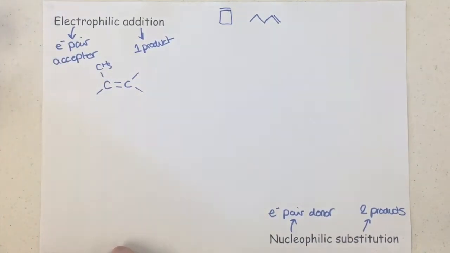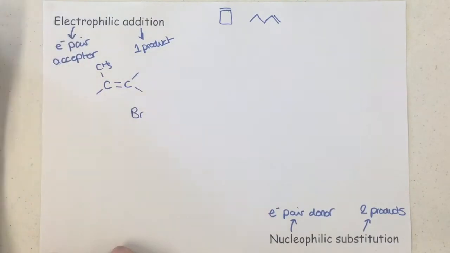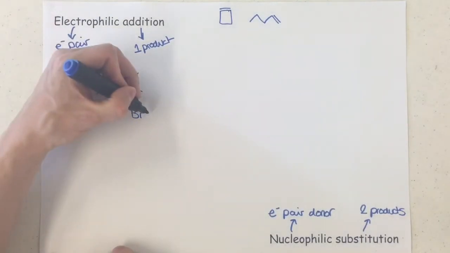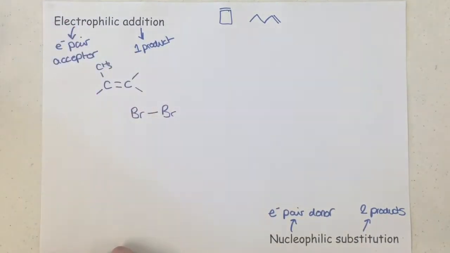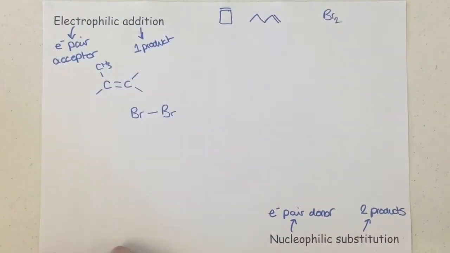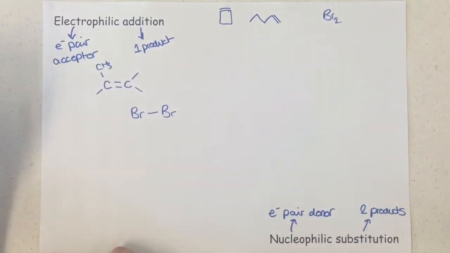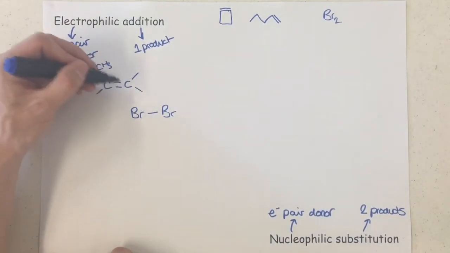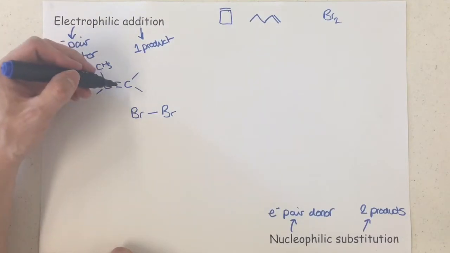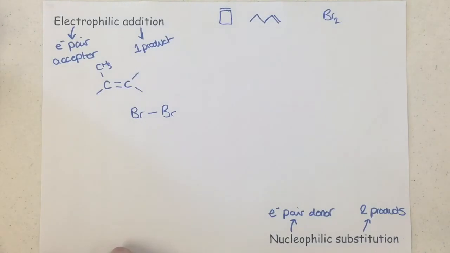Now, what this is going to react with is an electrophile, and an electrophile has got to be something, as we've said, that accepts a pair of electrons. So the electrophile I've chosen for this one is a molecule of bromine, Br2. This is actually our test for the double bond that we use in lower six and upper six, and it allows us to see if there is an unsaturated group in our molecule, because it will have a color change of the orange of the bromine to colorless.